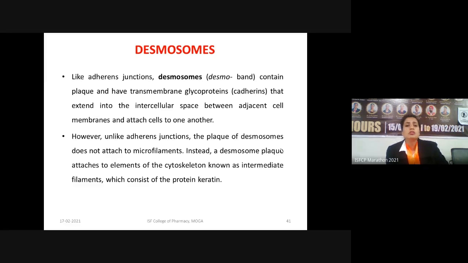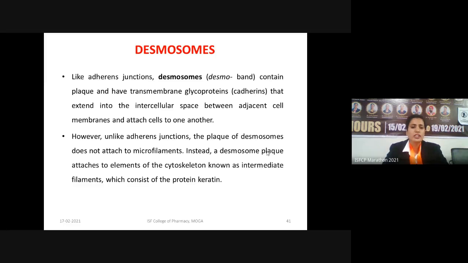So the next junction, the third type of junction we have, is the desmosomes. Desmosomes resemble adherent junctions in certain ways, like they also contain plaque. The term desmos comes from desmo, which means a band. They contain a plaque and a transmembrane glycoprotein, similar to the adherent junction. Here also the glycoproteins are cadherins. These cadherins extend into the intercellular space between adjacent cell membranes, and they attach the cells to one another.